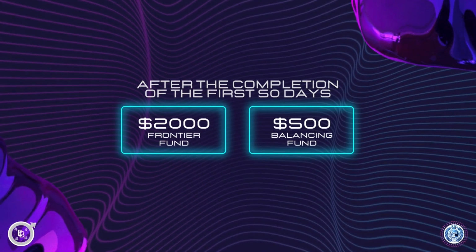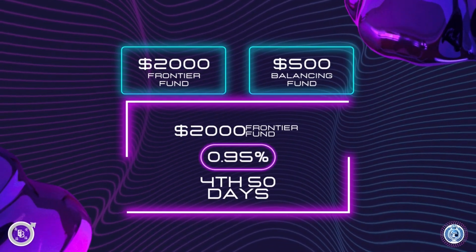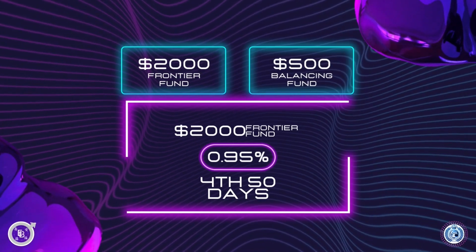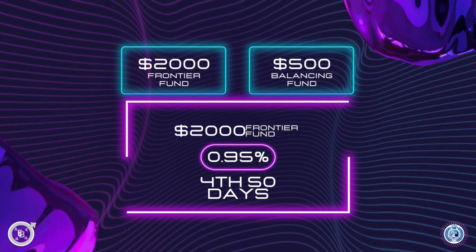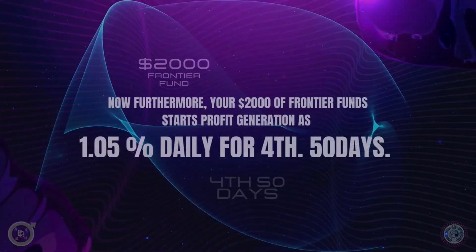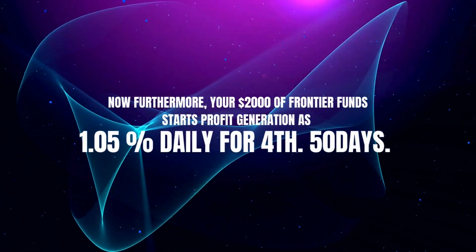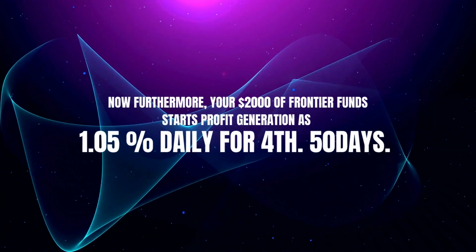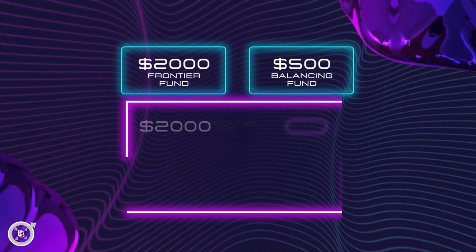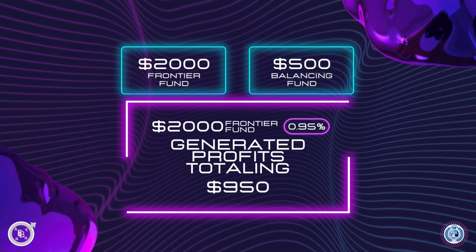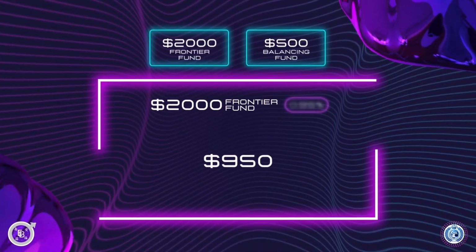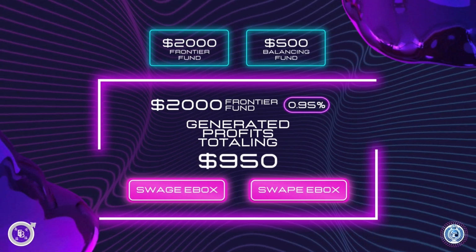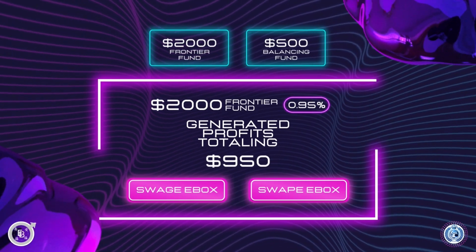Now again, following the same patterns, profit generation as 0.75 plus 20 equals 0.95 equals 0.95% daily for fourth 50 days. Now furthermore, your $2,000 of Frontier funds starts profit generation as 105% daily for fourth 50 days. The generated profits 9 out of 50 will be credited or saved into your Swage eBox accounts and Swap eBox accounts as per index proposed. Now, let's explore the subsequent phases in our next segment, i.e.